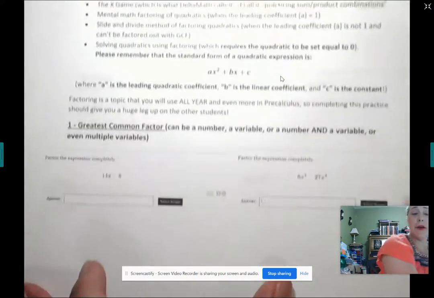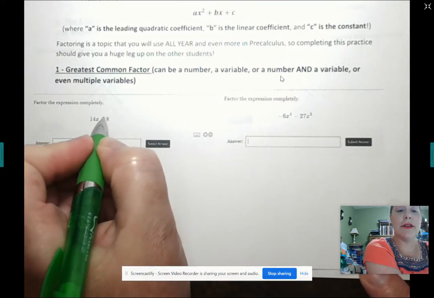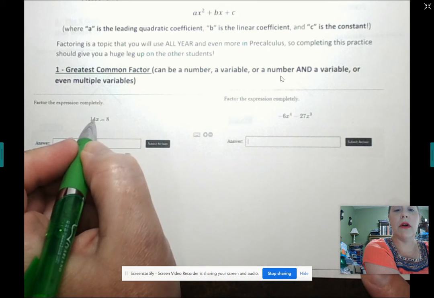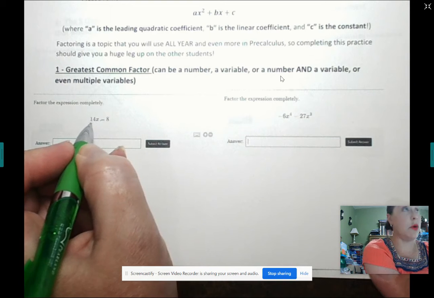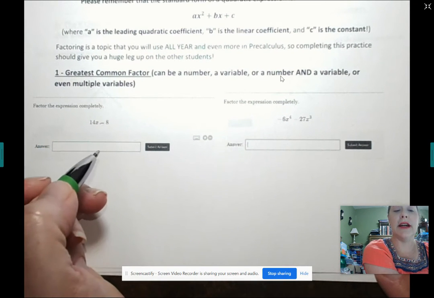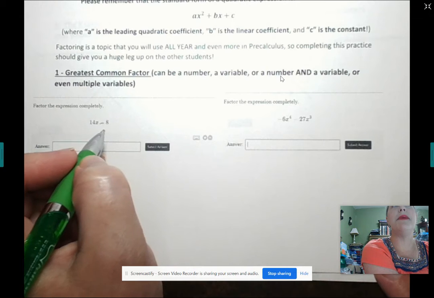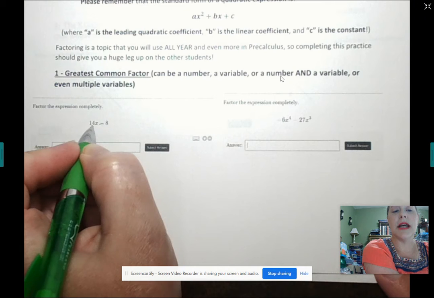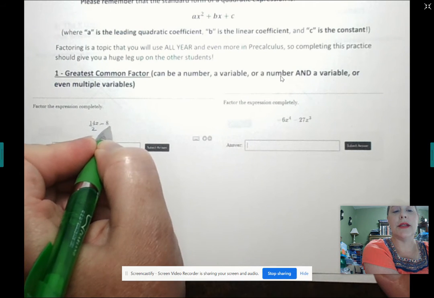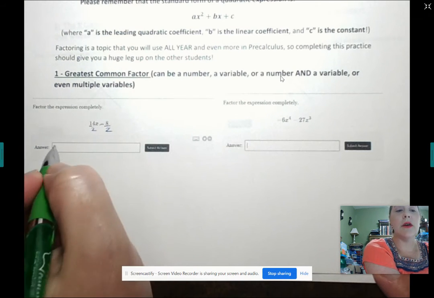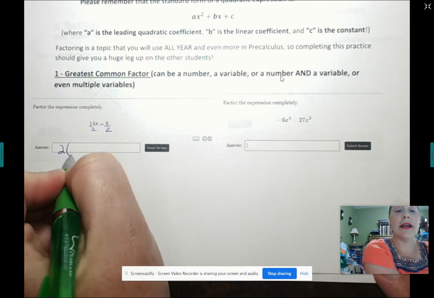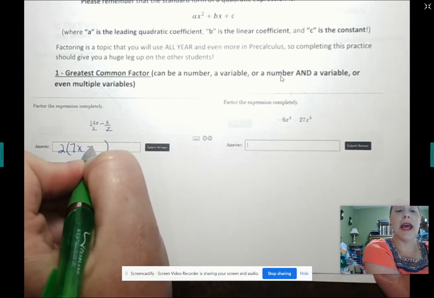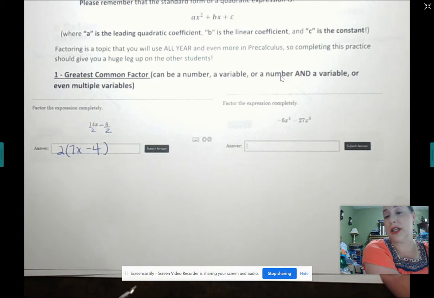So the first thing we're going to review is greatest common factor. In this particular problem, we have 2 terms. We're looking for what number or variable, or number and variable, or even multiple variables if there's more than one letter in here, these have in common. What is the greatest factor that they have in common? If we look at these 2 terms, I think we can say 2 is the biggest number that they have in common. When you pull out a greatest common factor, it comes in front, and the terms are reduced by that amount, and that is the expression left inside.